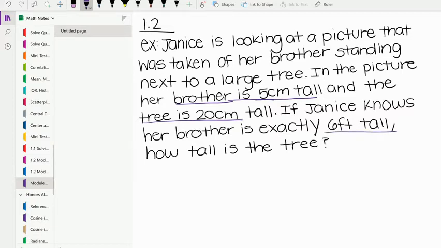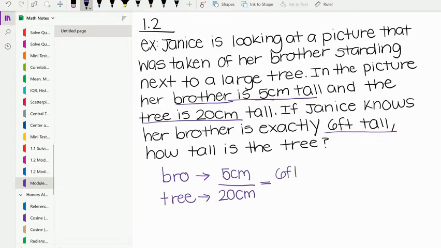So we're going to use that information to make a proportion so we can figure out how tall the tree is. So I'm going to go ahead and set up a proportion. So we have the brother and the tree. Okay. So in the photograph, the brother is 5 centimeters tall and the tree is 20 centimeters tall. But in real life, the brother is 6 feet tall, so the tree is, we don't know.